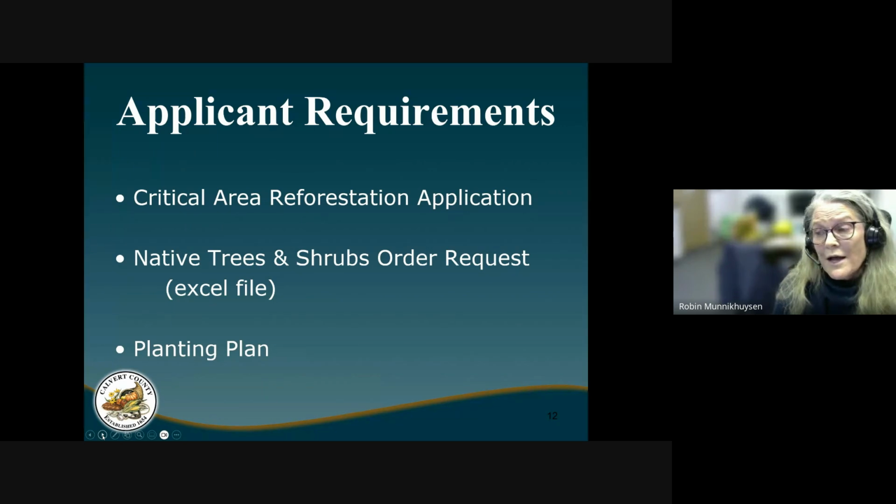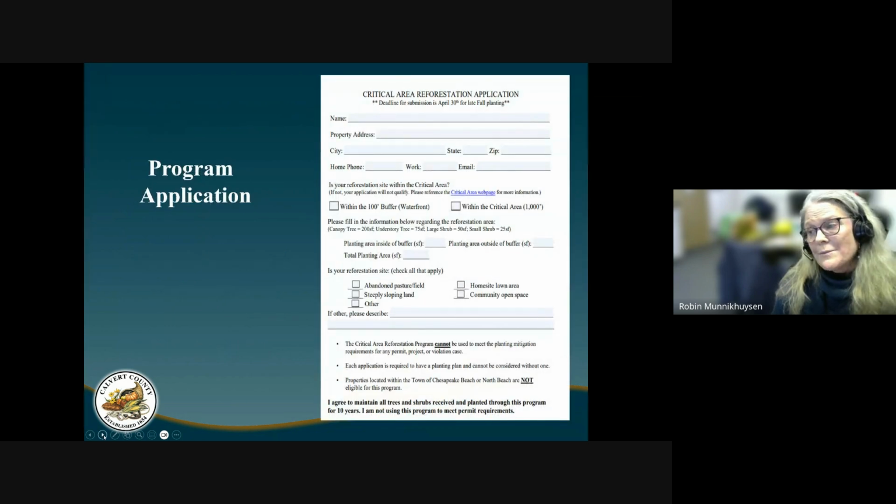And we have the Excel file online, and they can put their order request in, and then they have to provide a planting plan. And this is what the application looks like. It's just pretty straightforward. At the bottom, it says that the reforestation program can't be used to meet any mitigation requirements, and you have to have an application and a planting plan to be considered. And we don't do the town of Chesapeake Beach or North Beach because they have their own critical area program. And then the property owner signs the application, and they agree to maintain their planting for 10 years.